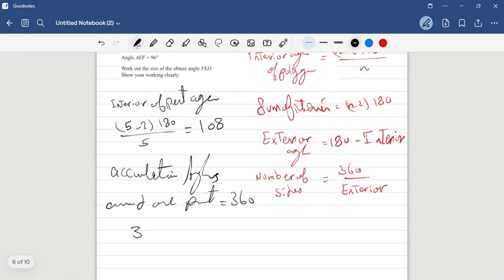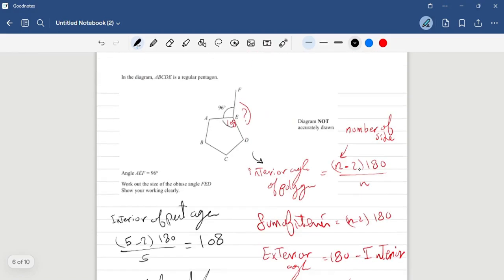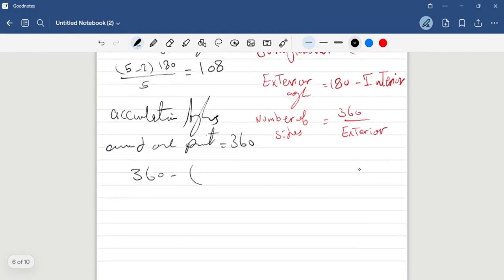So I have two angles. It will be 360 minus this whole angle, 96 plus 108, right? Which is equal to 156. Ta-da! That's all for this one.